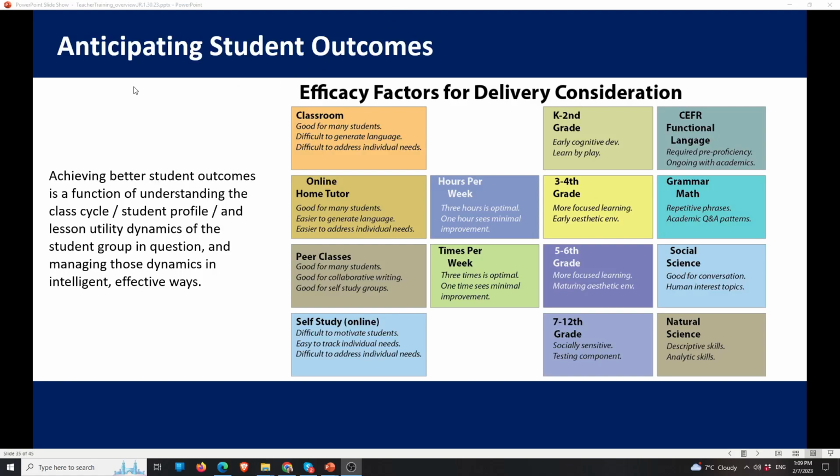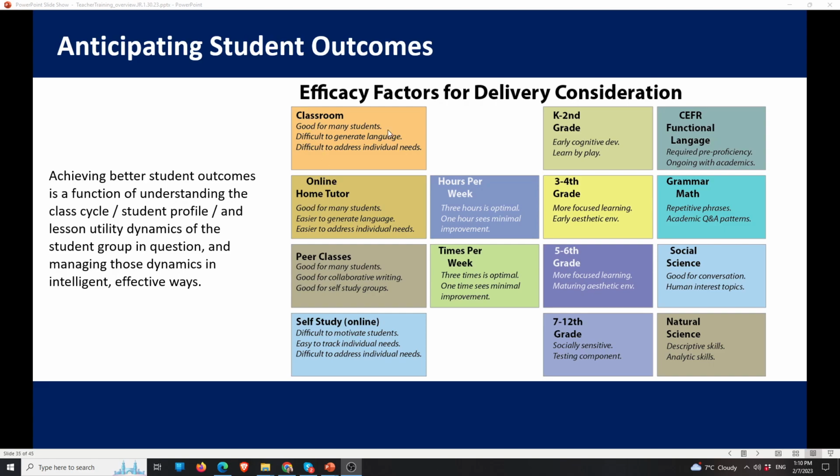When we're talking about student outcomes and student efficacy factors, we have basically four columns here. And this is a matrix, and you can choose among them. And we could make this more rich as well, but let's just quickly go through column one. What is the delivery model? Is it in an actual brick and mortar classroom? And if it is, what's the profile of this delivery model that differentiates it from an online home tutor?